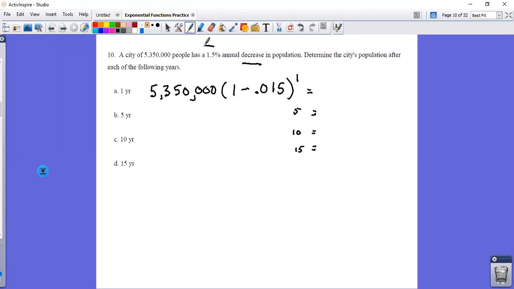Just changing that decimal. Remember, if you're not sure, you can always take your percent and divide it by 100, and that will do it. 0.015. All right.